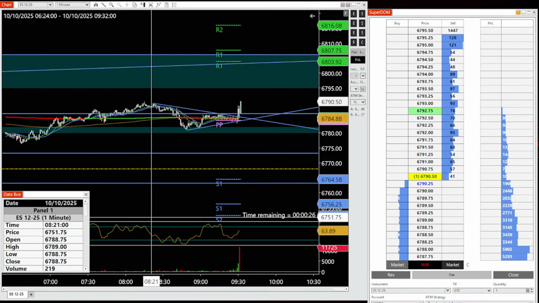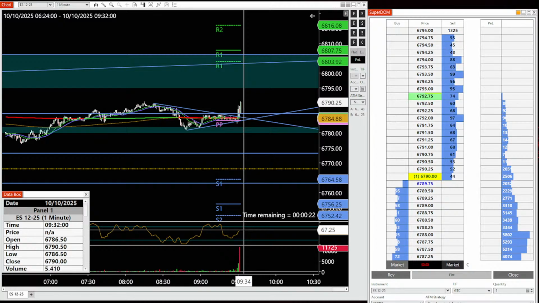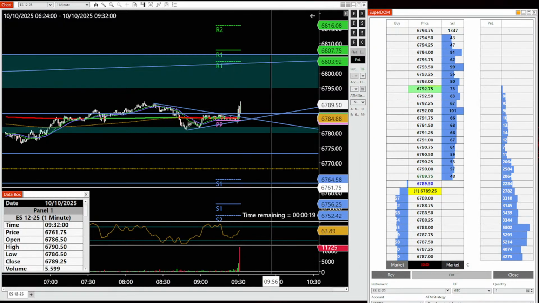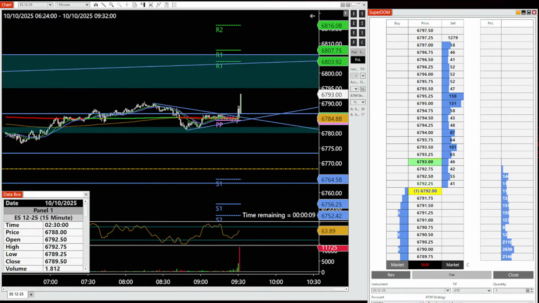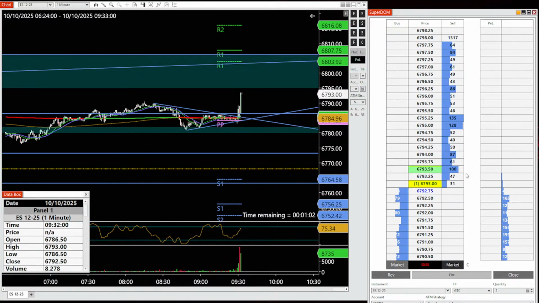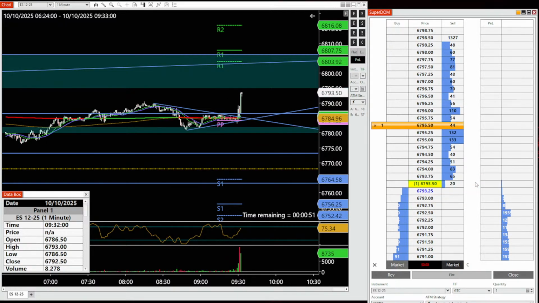So here we go, the rotation for the market opens. It's overnight high, 93. 15-minute high is 92.75. I'm going to take a short here. Order submitted. Might not get it, or it might keep going. Order filled. Okay, let's see.